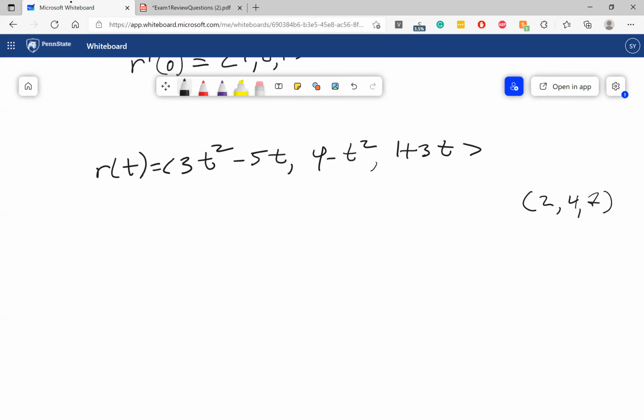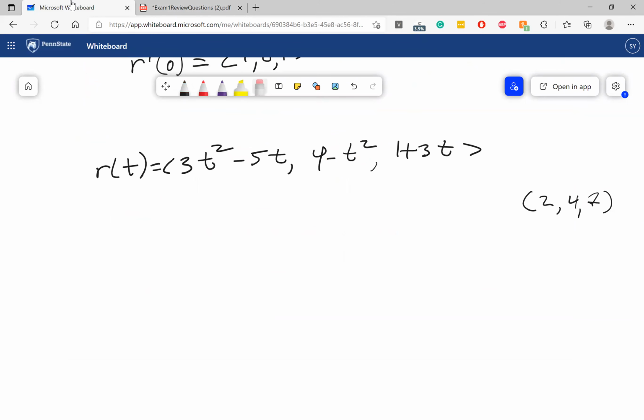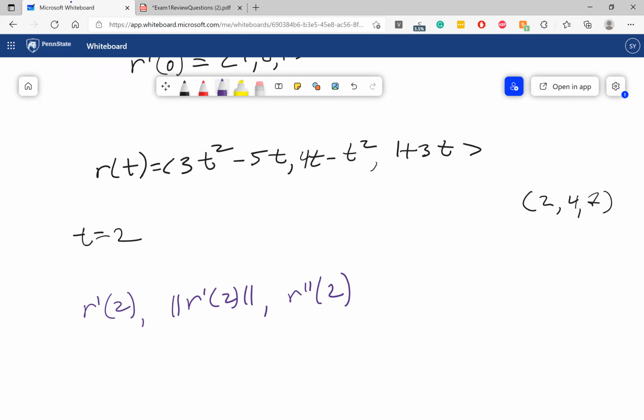Okay, so the first part makes sense. 4t minus t squared. Okay, got it. So we reach this point when t is equal to 2. If you plug it into the first coordinate, you're going to get 12 minus 10, second coordinate 8 minus 4, and third coordinate is going to be 1 plus 6. Then in order to find the velocity, we just take r prime and plug in 2. You can do that yourself. In order to find the speed, you just take the magnitude of the velocity. And in order to find the acceleration, you take r double prime at 2, and that's going to be your acceleration. Any questions?